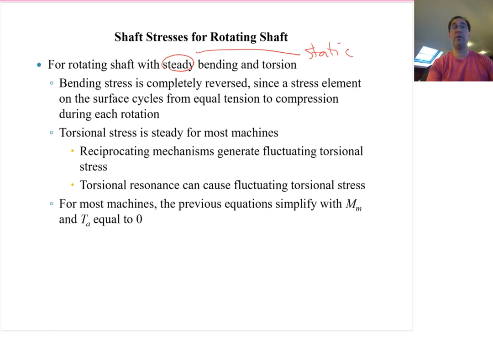Torsion is now going to be purely mid-range, unless you have something like a reciprocating engine, in which case the torque is fluctuating. For most machines that aren't reciprocating engines, you can simplify that the mid-range moment and the alternating torque are zero. That would preclude things like reciprocating engines, so obviously don't follow that last bullet. But for most shafts that are just sitting there under static conditions and rotating their way through it, M sub m and T sub a can be approximated equal to zero.